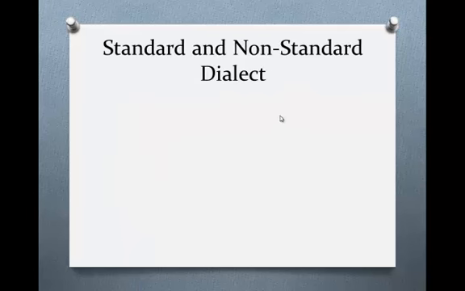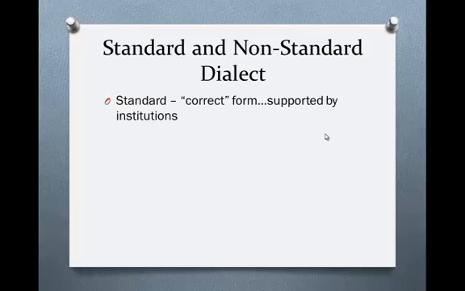There are standard and non-standard dialects. Standard dialect we could consider a correct form. These forms would be supported by institutions. So if you were using a standard dialect, it would be okay to write an essay in that dialect. It would be acceptable for a college, university, an English class.